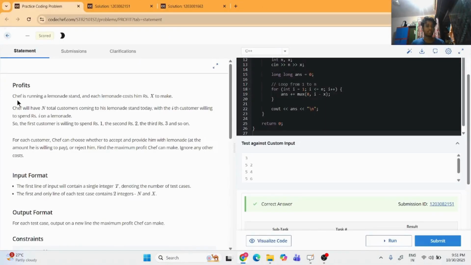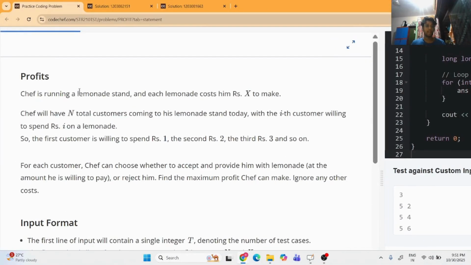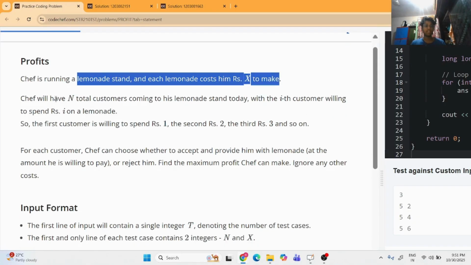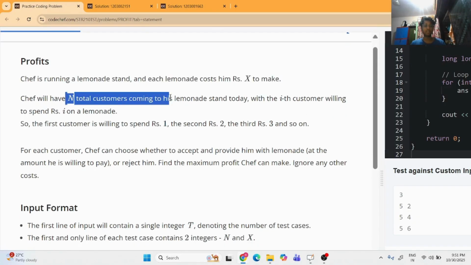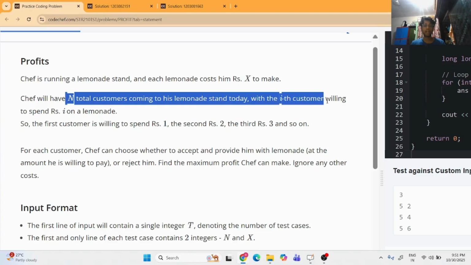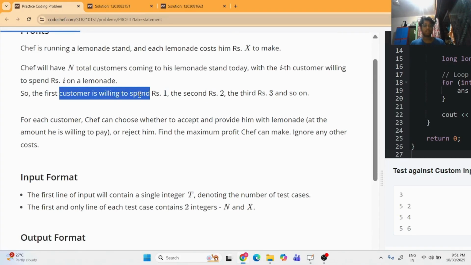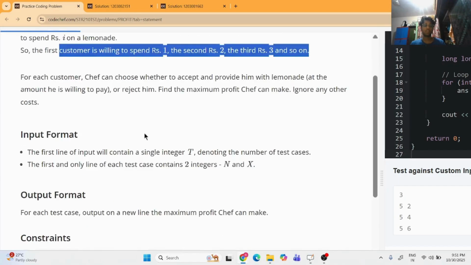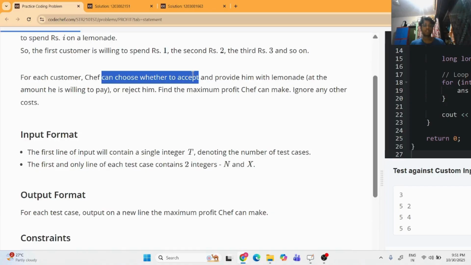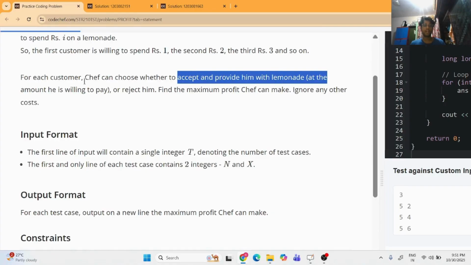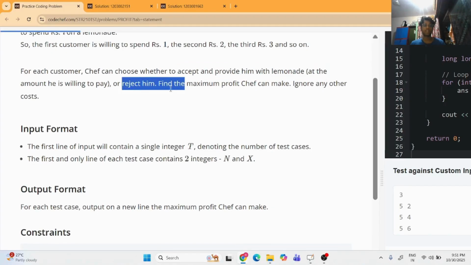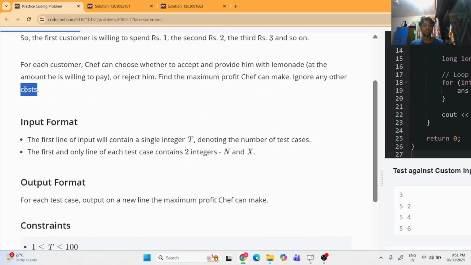So guys, the problem says Chef is running a lemonade stand and each lemonade costs him rupees X to make. Chef will have N total customers coming to his lemonade stand today, with the ith customer willing to spend rupees i on a lemonade. So the first customer is willing to spend rupees 1, the second rupees 2, the third rupees 3 and so on. For each customer, Chef can choose whether to accept and provide him with lemonade at the amount he is willing to pay, or reject him. Find the maximum profit Chef can make, ignore any other cost.